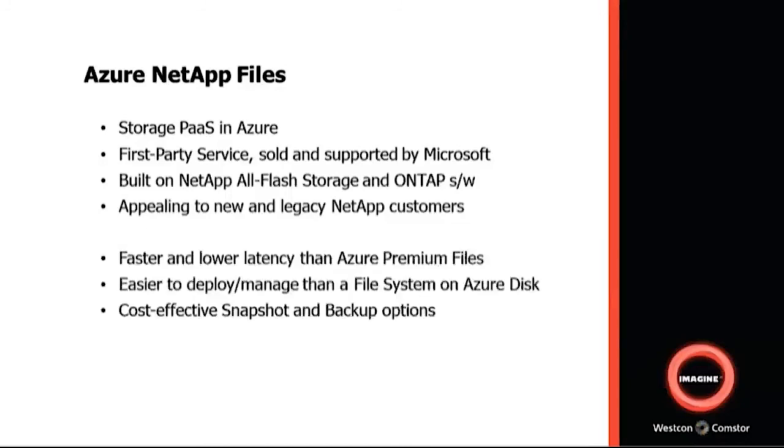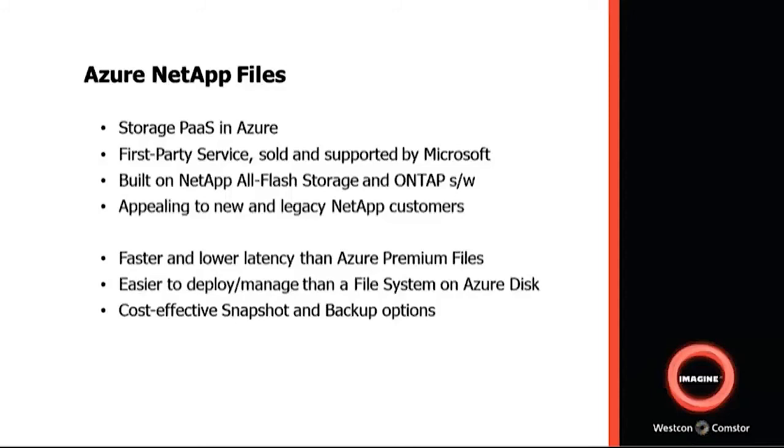So overall, ANF is faster and lower latency than Azure Premium Files. So if you've got a latency sensitive or high performance application, Azure Premium Files may not be fast enough for you. So we're talking about SAP, big Oracle databases, Windows Virtual Desktop. If Azure Premium Files is not fast enough, ANF is the next logical alternative.